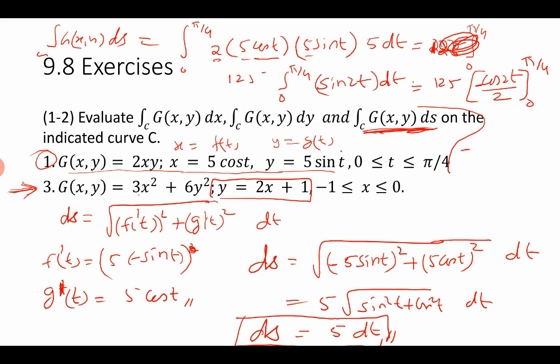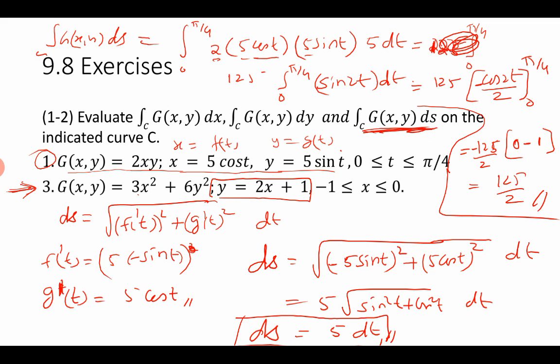So what happens next is 125 times negative 1 by 2 outside, cosine 2t: cosine of 2 times pi by 4, cosine 90 is 0, minus cosine 0 which is 1, so that is negative 1, which gives 125 over 2. That's the end of this problem. So problem number 1 has been solved in all the 3 cases.